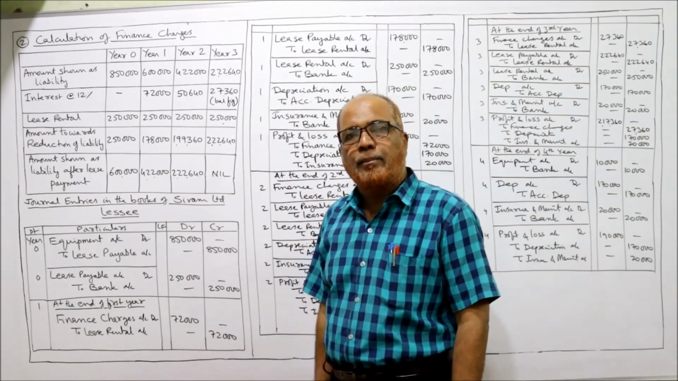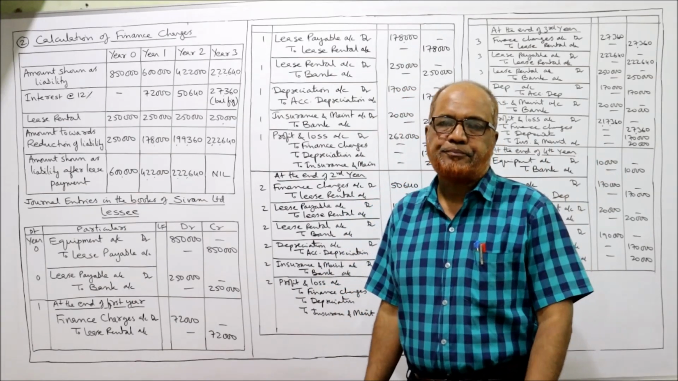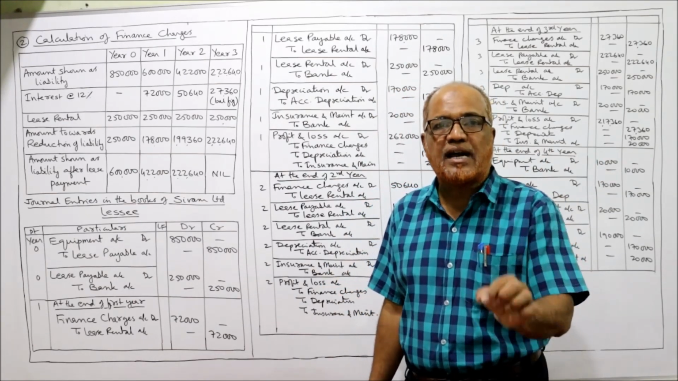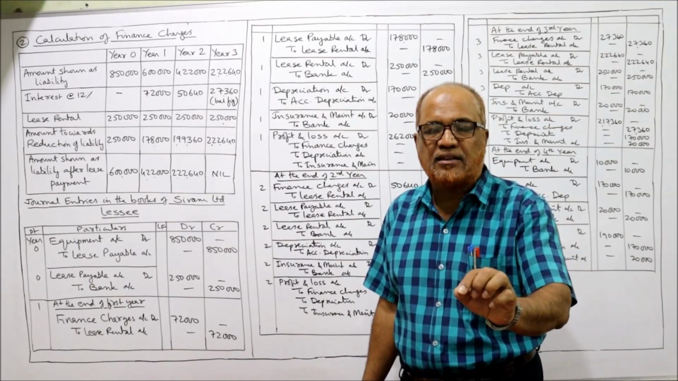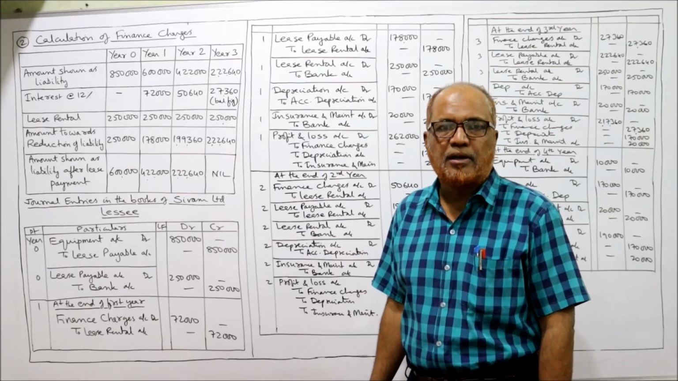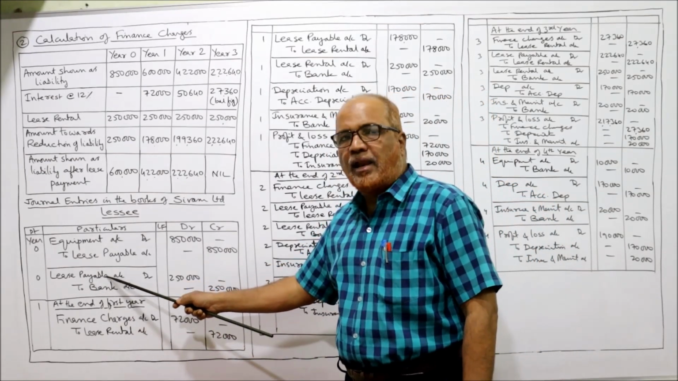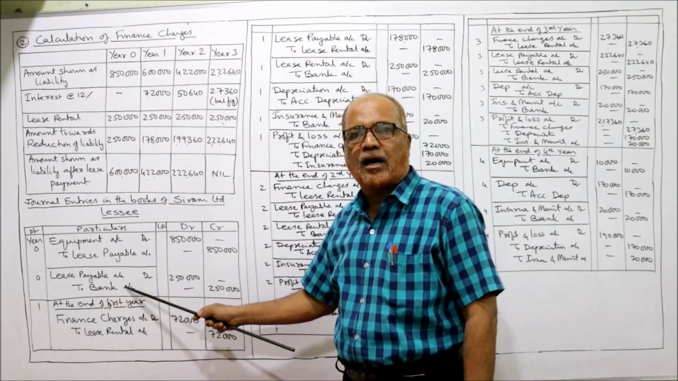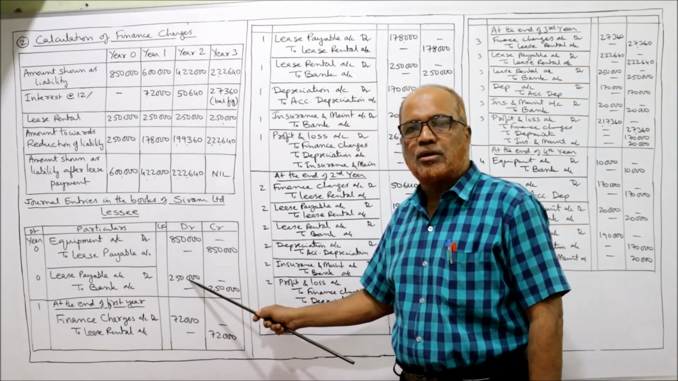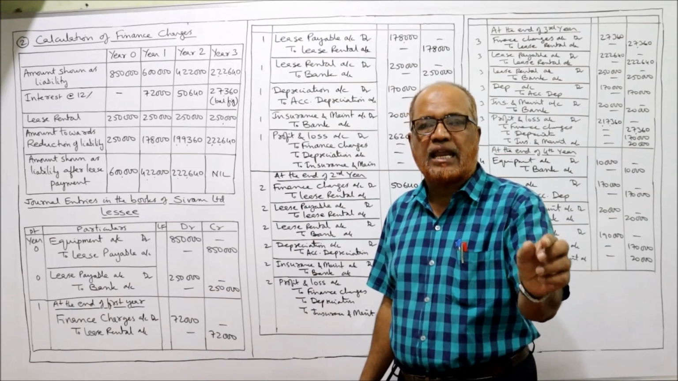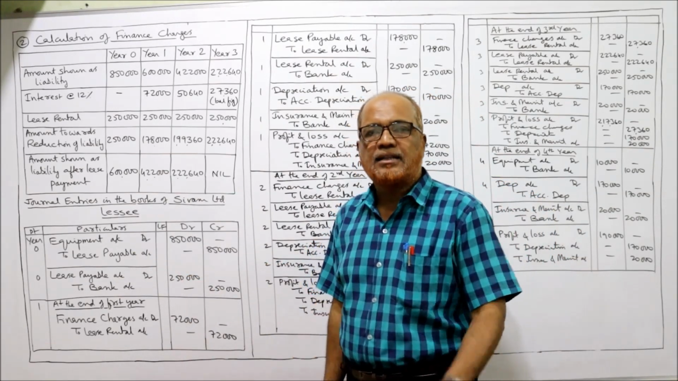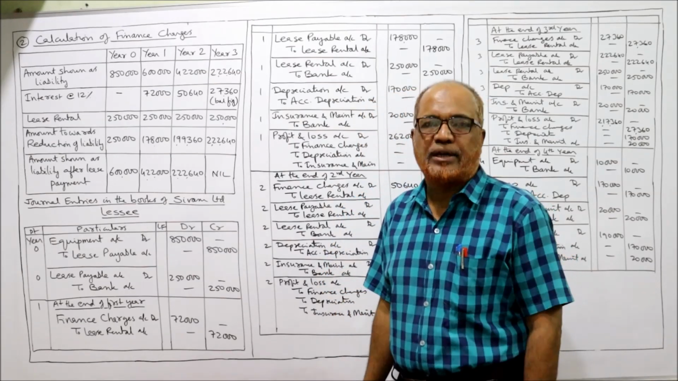That's it. Now immediately lease rental is paid because lease rentals are paid in advance. Advance means at 0 year. At the time of signing the agreement, first installment should be paid. First rental should be paid. So entry, lease payable account debit to bank, 2,50,000. Being the first lease rental paid. These two entries will come at the time of signing the agreement, 0 year.